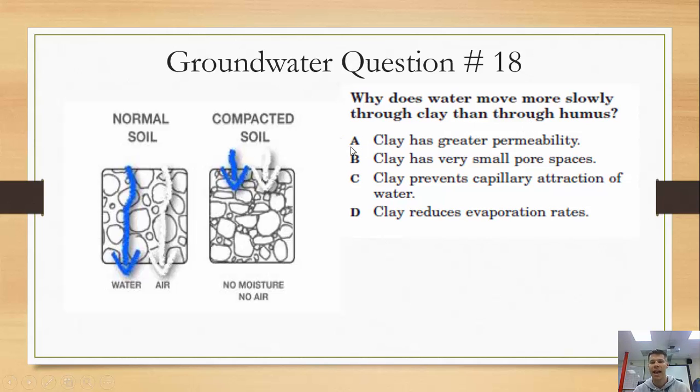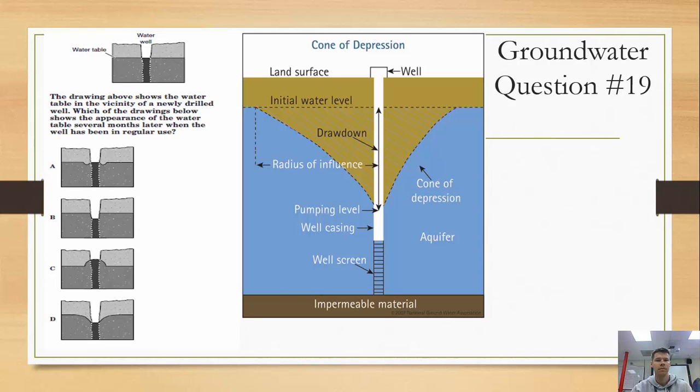And let's look at our choices. A, clay has greater permeability. That's the opposite. Clay has less permeability. Clay has very small pore spaces. That's a true statement. Clay is very, very small in its pore spaces. It's very tightly compacted. So our best answer is B. Clay has very small pore spaces.